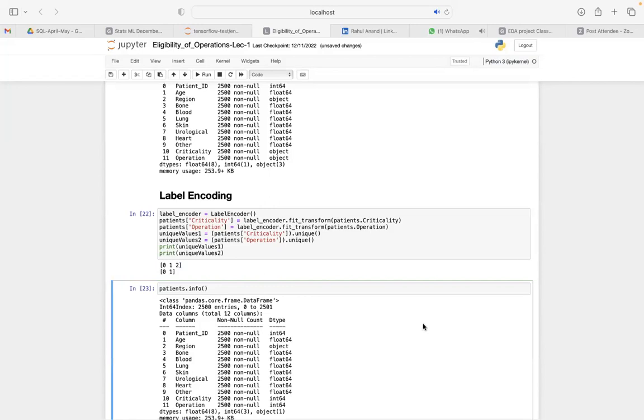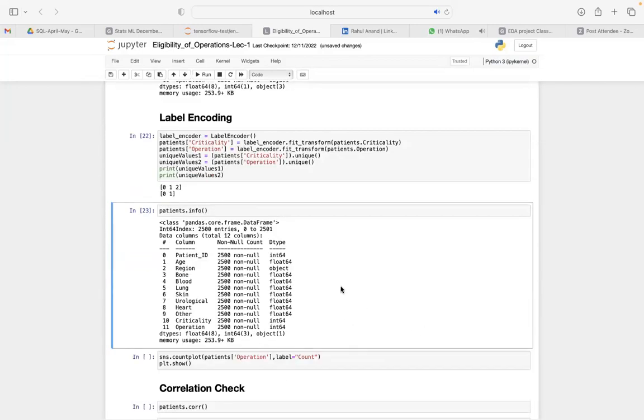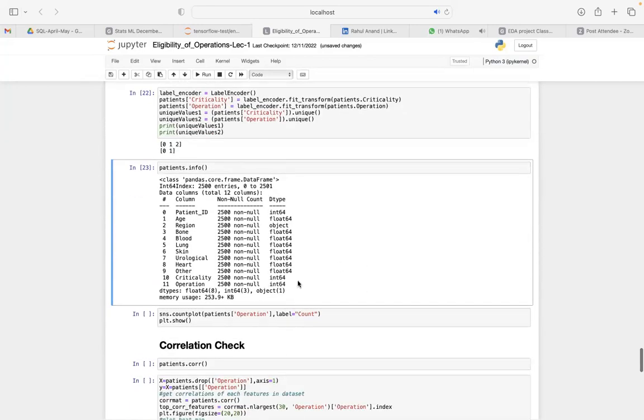Okay. So again, if you check the patient info, everything is still fine. Now this basically has what here is.